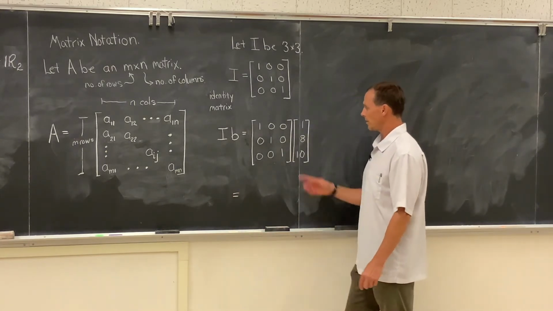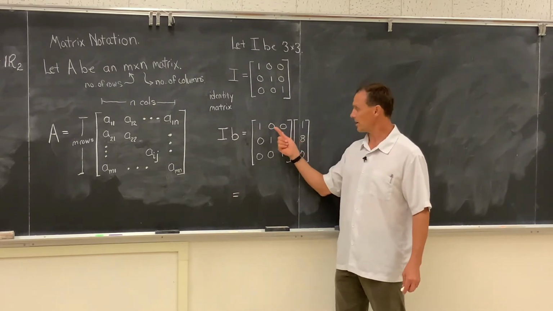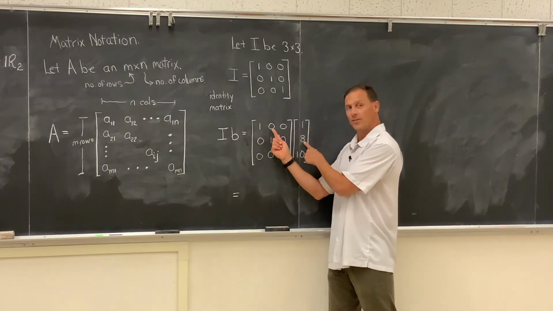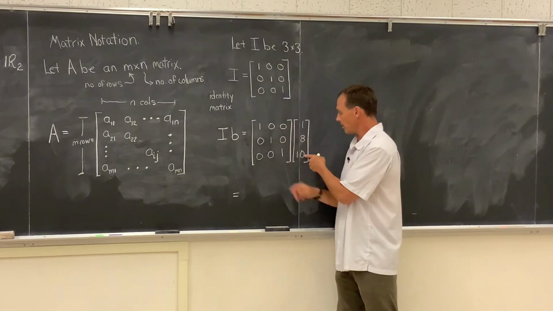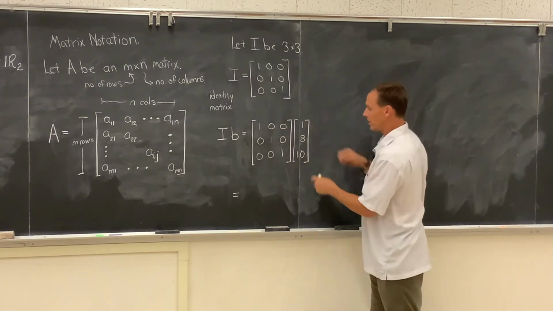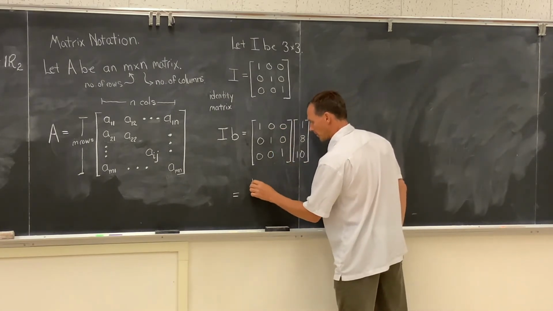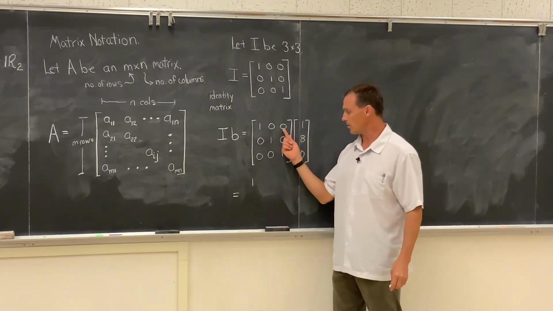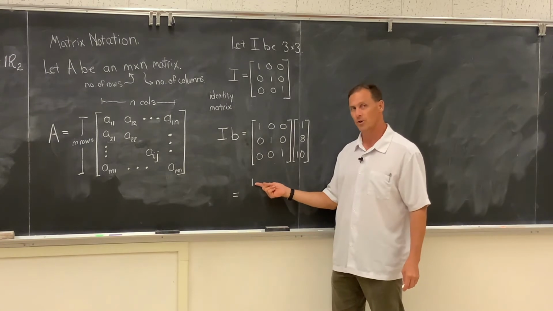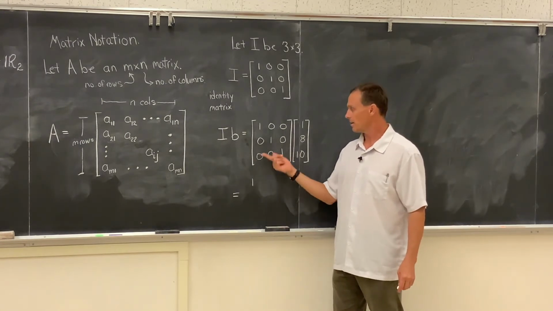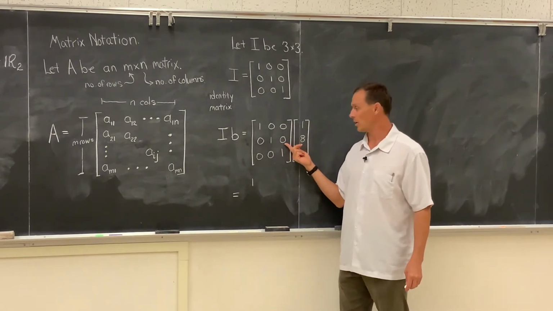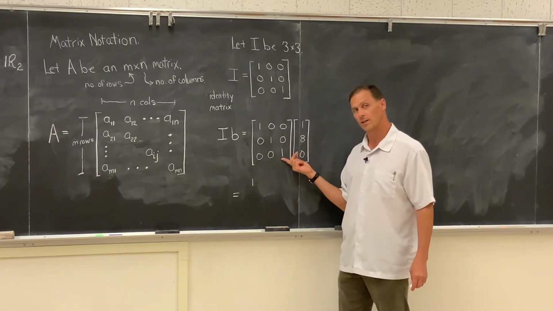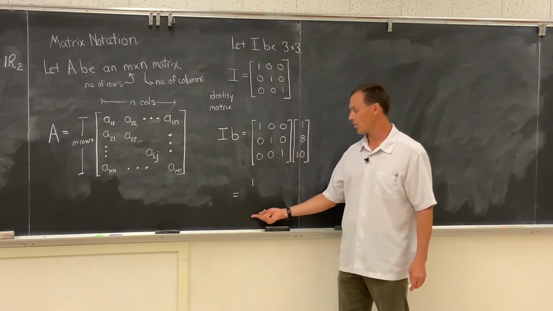This is row 1. It says you're going to pick up 1 of the first element plus 0 of the second element plus 0 of the third element. So you get 1. The second one, watch what happens here. Notice the first row dictates what goes into the first entry of our vector. The second row will dictate what goes into the second entry of our vector. The third row will dictate what goes into the third entry.